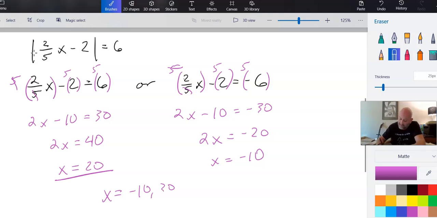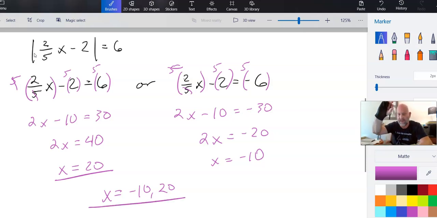A common question I get is, do these have to be written in a particular order? Well, I'll tell you this. There really isn't a particular order. If you wrote 20, then negative 10, that's fine. If you write negative 10, then 20, that's fine as well. Typically when you're looking up an answer key and checking your answer, they always list the answers from smallest to biggest. So if you were looking this up in the back of the book, they would list negative 10 first and then 20 because negative 10 is smaller. But there's no law that says you have to do that. That's just how people tend to do it.